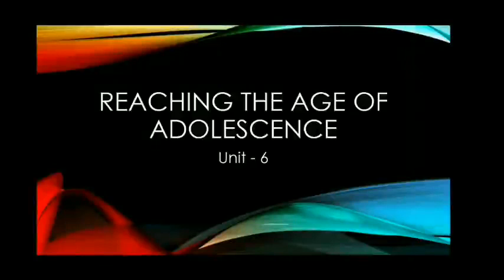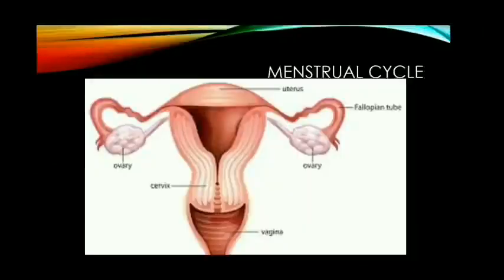In today's session, we are going to study about menstrual cycle. During adolescence, some cyclic changes occur in human females. That is referred to as menstrual cycle. What do you mean by cyclic changes? Changes which occur periodically are called cyclic changes. Once the girl enters adolescence, the menstrual cycle begins.